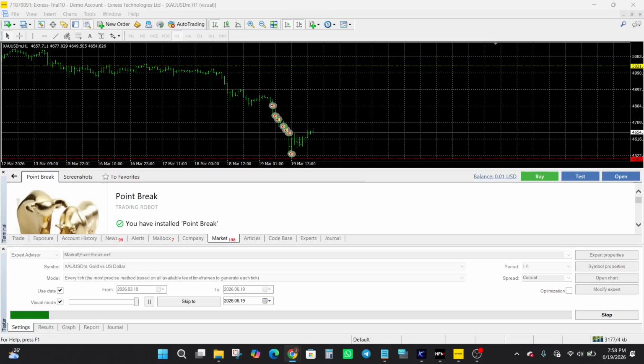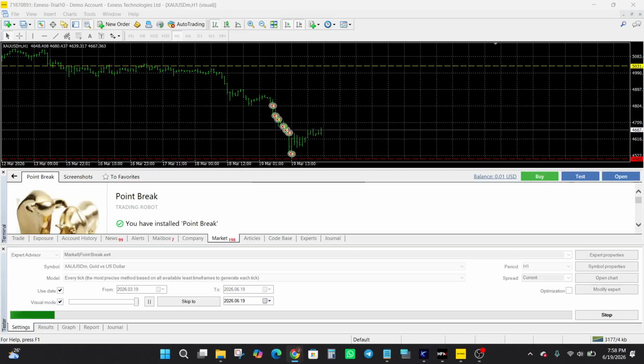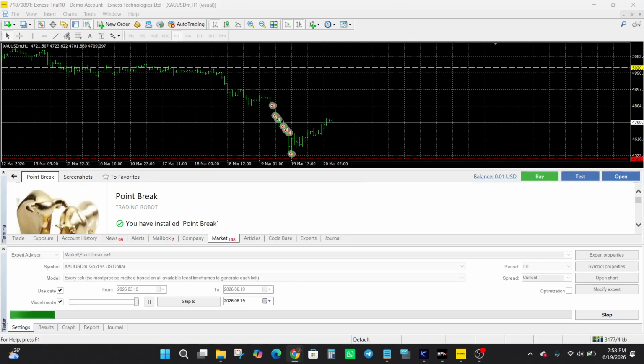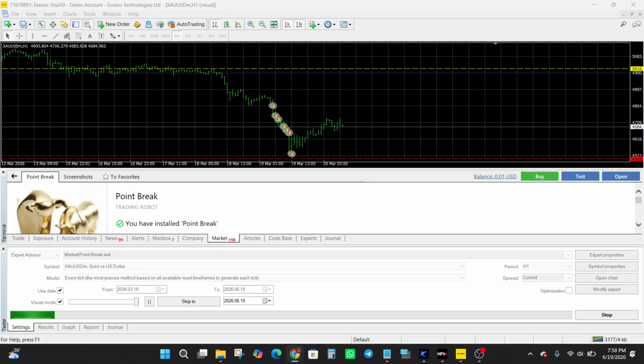Now, when discussing the historical testing performance, it is important to remember that these results represent historical analysis only. Future results can differ due to factors such as broker execution quality, spread conditions, slippage, market volatility, account size, risk settings, and any optimization changes made by the user.